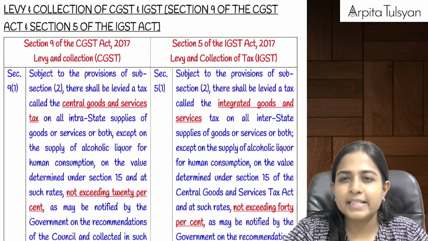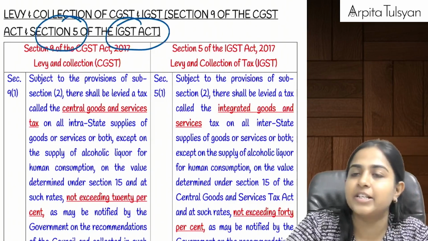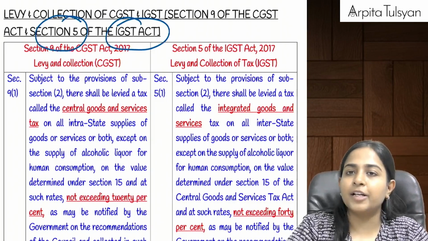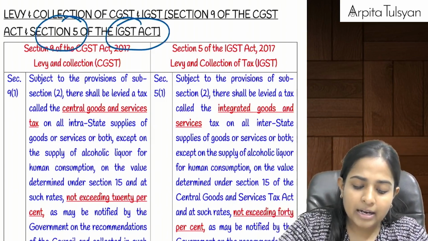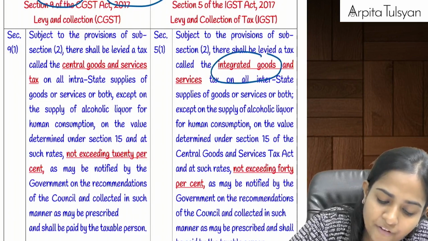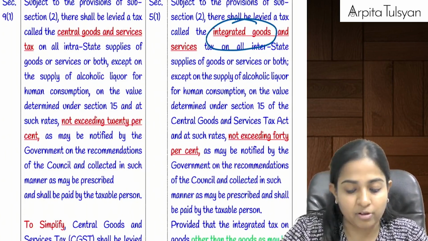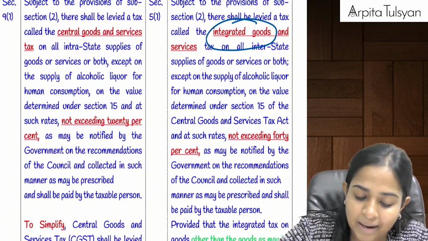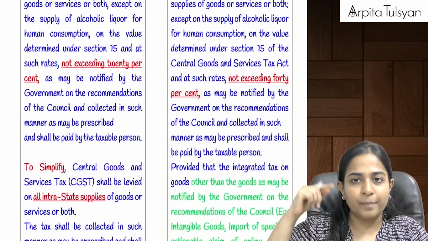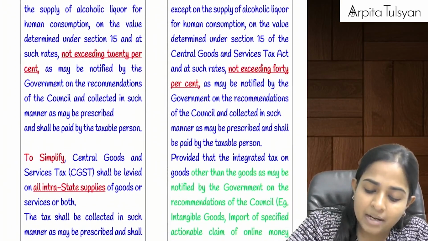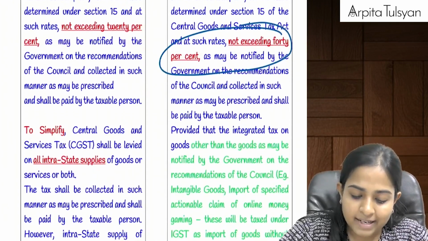Now the first very small amendment which is coming up is in section number 5 of the IGST Act. Do you recollect this particular table where we had done corresponding provisions under CGST and IGST? Now there we had studied that in case of IGST, it is a tax which will be applicable on all the interstate supply of goods and services except alcoholic liquor, etc., on the value which will be determined as per the CGST law, but maximum rate will be 40. In CGST it was 20 plus 20, here it was maximum 40.